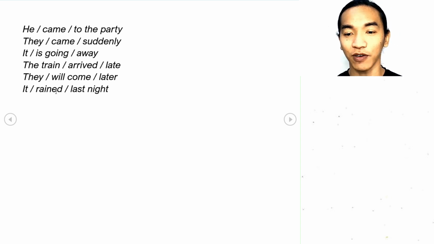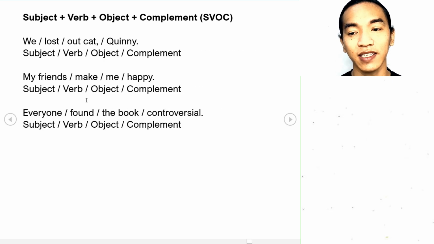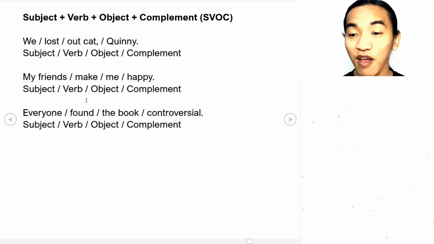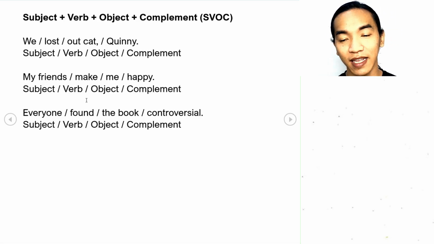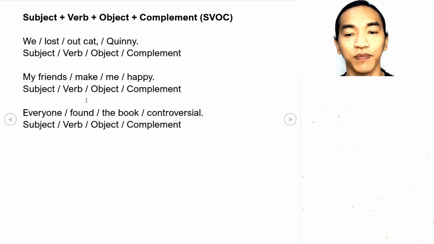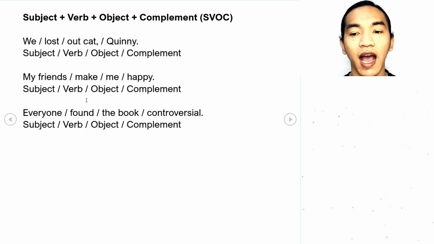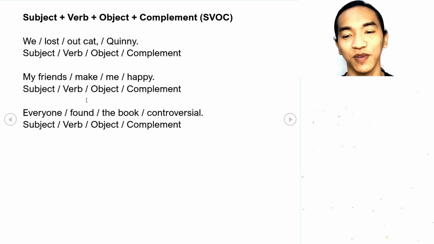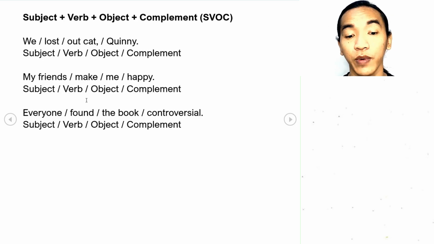Okay, now let's move on to the next sentence pattern, which is your subject, verb, object, and complement, or your SVOC sentence pattern. So now our sentence components are becoming even more. So let's see what we have here. So first one, we lost our cat Queenie. Okay? So we is your subject, lost is your verb, our cat is your object, and your complement is Queenie.